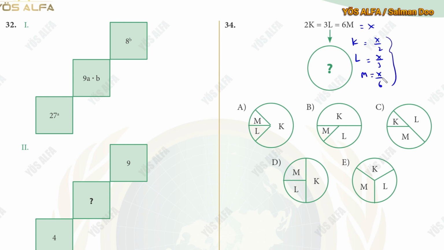From these three relations, we can say that K is the largest, L is the second largest, and M is the smallest. So which one of the following agrees with this expression over here? K is the largest, M and L are equal, so this one is not okay. K is the largest, L is the second largest, M is the smallest, so this one is the answer.